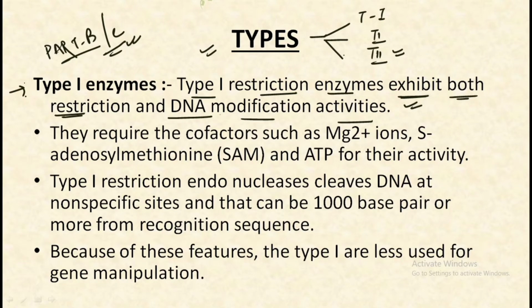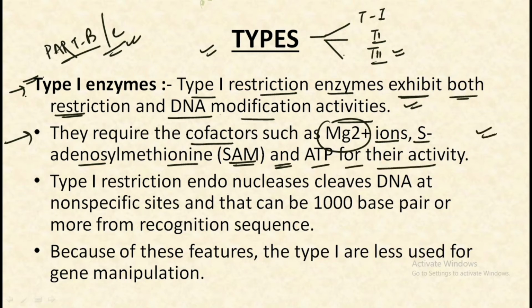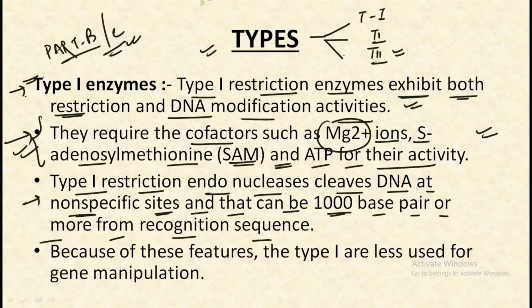The first one is the type 1 enzymes. They require cofactors such as magnesium 2 plus ions, S-adenosyl methionine (SAM), and also ATP for their activity. It is one of the potential statements for a part B type question. Then, type 1 restriction endonucleases cleave the DNA at non-specific sites that are about 1000 base pairs or more from the recognition sequences.